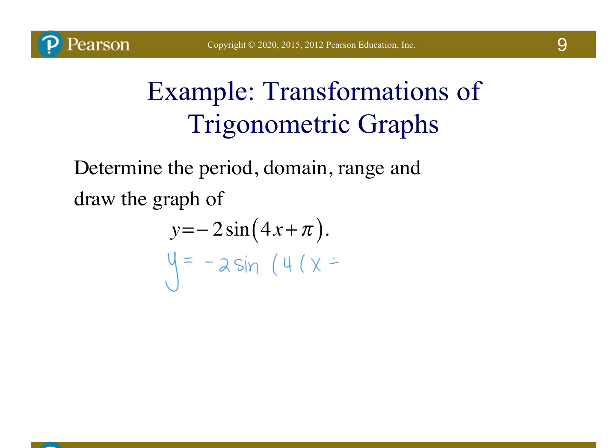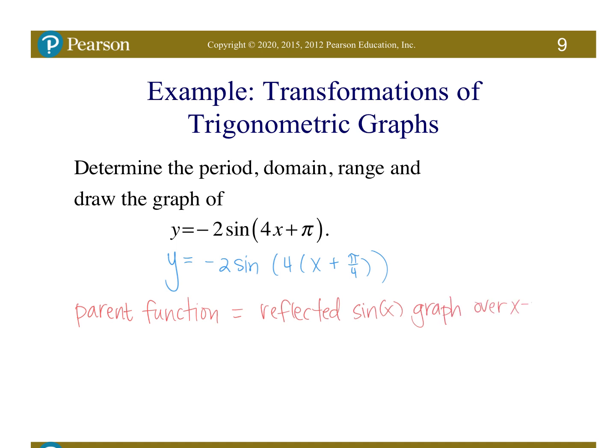So 4 times x plus... If I factor the 4 out, what am I left with? Pi over 4, or pi fourths. All right, so my parent function is a reflected sine graph. I know it's reflected because of the negative out in front. And it's reflected over the x-axis because the negative is outside of the function itself.